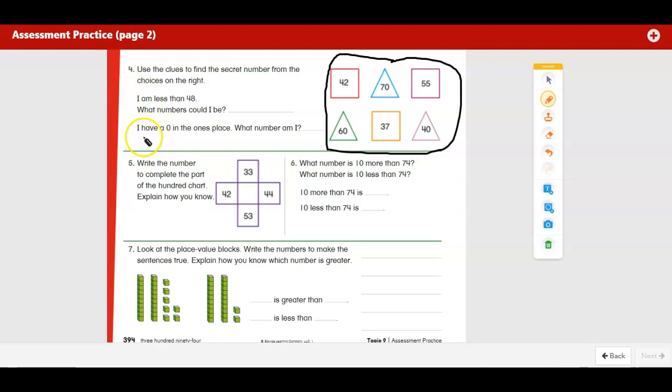Our next clue says, I have a 0 in the ones place. What number am I? So look at the numbers you wrote here that were less than 48. Then look at the numbers you wrote and choose the number that has a 0 in the ones place. Then write that answer in the blank for number 4.